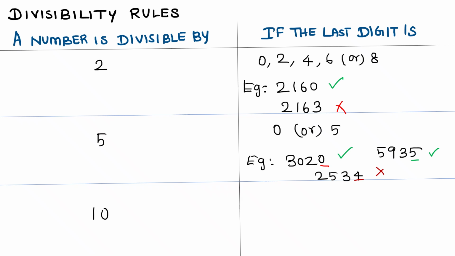Next, we'll move on to the divisibility rule of 10. When we talk about the divisibility rule of 10, the last digit, that is the ones place of the number, should be 0. For example, 4130 ends with 0, so I will tell it is divisible by 10. Now, 2195 ends with 5. This is not divisible by 10. So here we have seen about 2, 5 and 10.